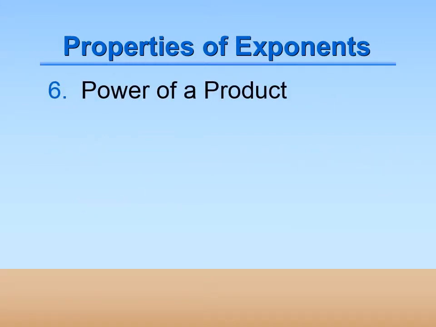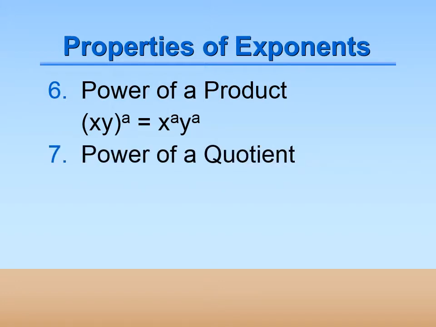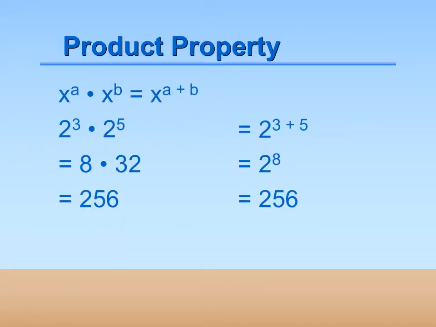Then we have a power of a product. That says that if you have a product, a number times a number, an x times a y, and outside of that you have a power, then you're going to distribute that power. Then you have a power of a quotient, which is the same thing. You have a quotient, something divided by something, and the whole thing in parentheses is to a power, then you distribute that power.